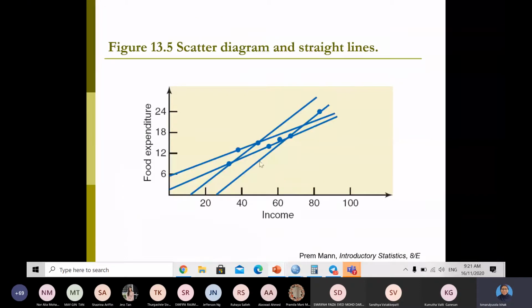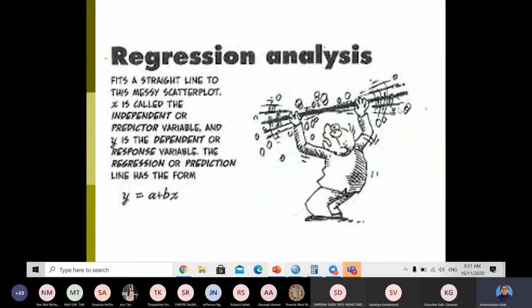From the plot you can draw many lines here, so many lines. But you have to search for the line that fits this messy scatter plot. X is called the independent or predictor variable and Y is the dependent or response variable. The regression or prediction line has the form Y equal to A plus BX.